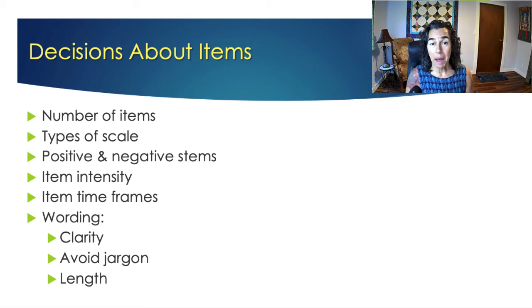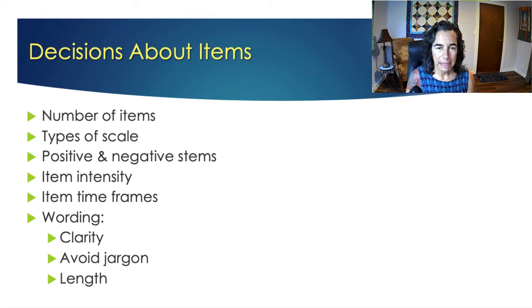We also need to make a bunch of decisions about items. How many, the type of scale we'll use, and we'll look at that in a minute. Positive and negative items. So are we going to ask, would you like to? Or would you never want to? So how do we phrase it? And that's going to affect how people answer. Sometimes we have positive items and negative items that ask basically the same thing, just to act as a check that people are paying attention to the question and answering consistently.